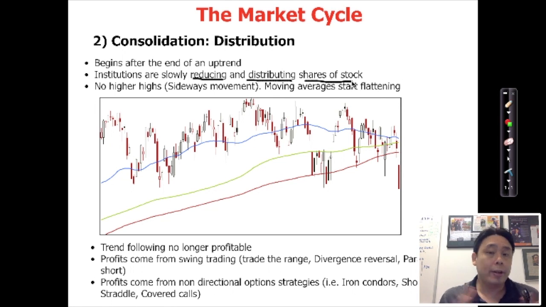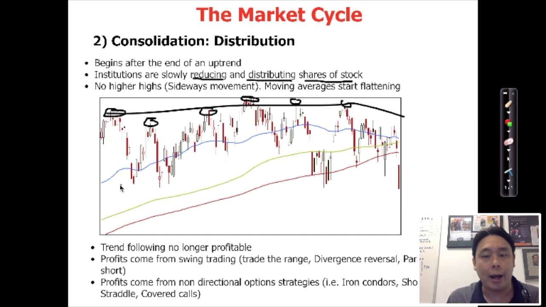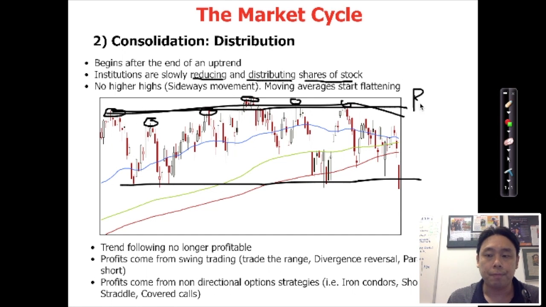During this period, it's quite obvious because the market doesn't make higher highs anymore. In fact, you see, this is a high over there. It makes a lower high, a higher high, a higher high, and then a lower high. So more or less it's going sideways, right? And the moving averages tend to start flattening. From sloping up, they tend to flatten. Again, it's one big giant consolidation over here where you have a big resistance and a support.